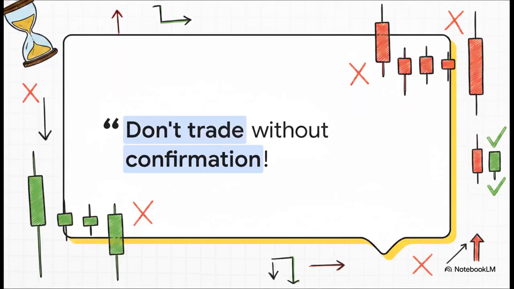So the crucial point is this quote, which appears repeatedly in bold red across the source material. Don't trade without confirmation. Guys, it literally doesn't matter how perfect that hammer or shooting star looks on your screen, the market is full of false signals. You absolutely must wait for the next candle to prove the reversal is real by breaking a high or low of your pattern. Honestly, patience is what separates the survivors from the casualties out there.